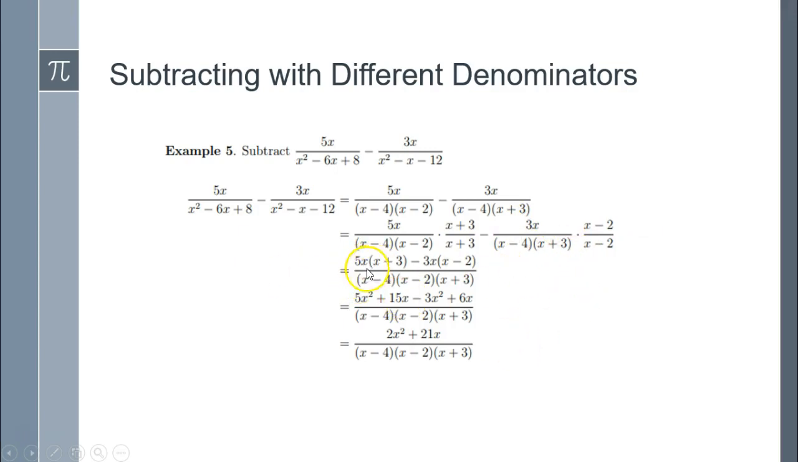So I multiply out the 5x times the x plus 3, I get 5x squared plus 15x. And I distribute this negative 3x. You could think of this as plus a negative 3x distributed. So I get negative 3x times x is negative 3x squared. Negative 3x times negative 2 is plus 6x. Combine like terms. And an x does factor out of the top here, but there's no factor of x on the bottom, so it won't allow us to reduce anyway. So you can just leave that as it is.